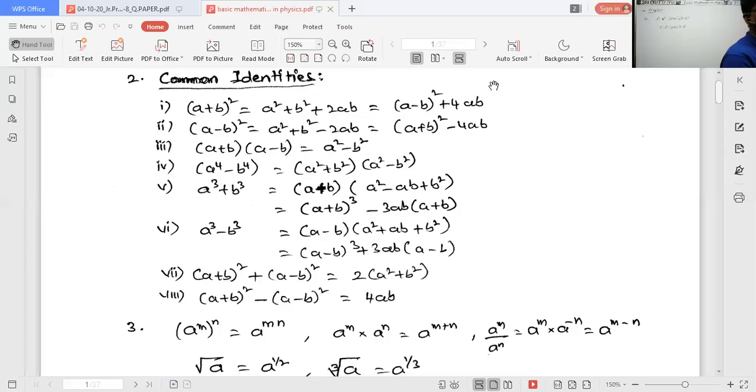Okay. Next, you see a³ + b³ is equal to (a + b)(a² − ab + b²). A³ + b³ can be written as (a + b)(a² − ab + b²), or that can also be written as (a + b)³ − 3ab(a + b). Similarly, a³ − b³ can be written as (a − b)(a² + ab + b²), or (a − b)³ + 3ab(a − b).